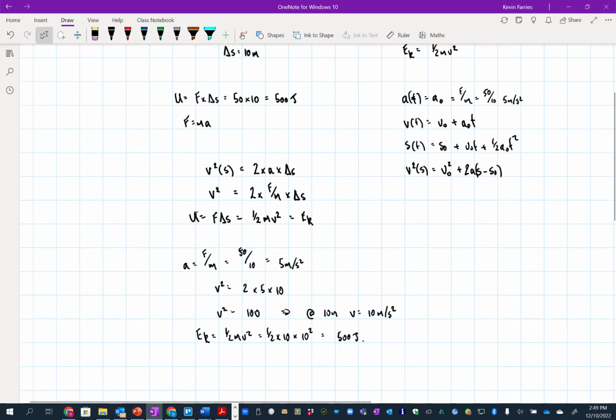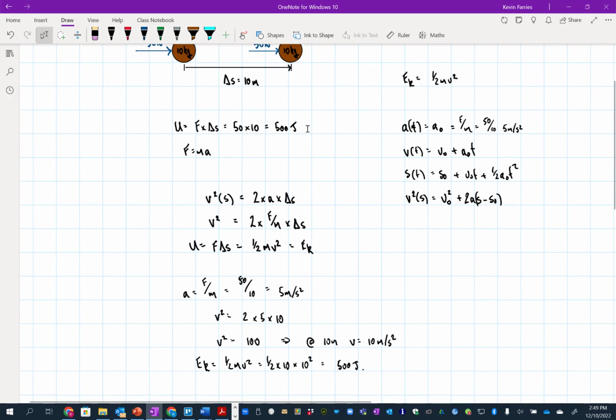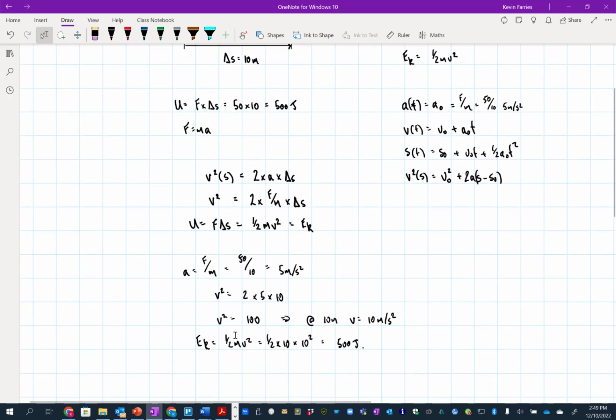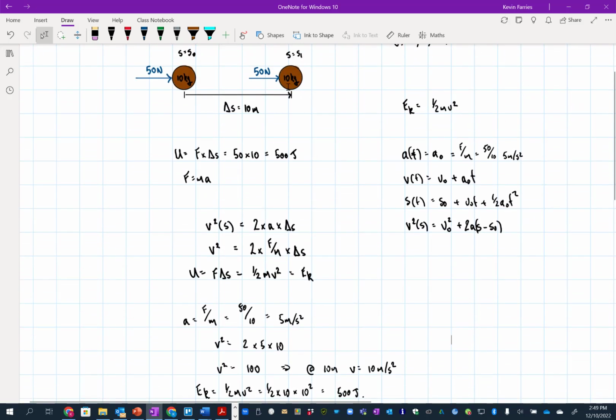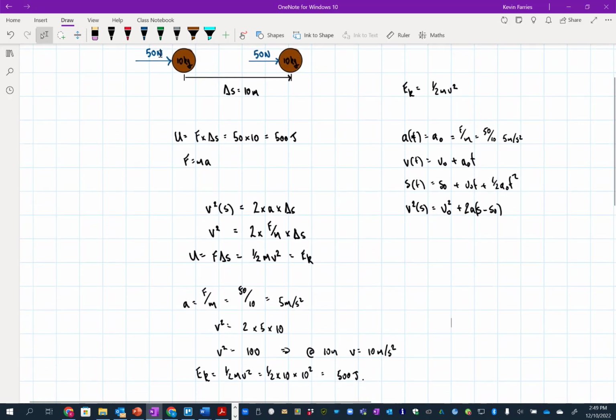Okay, so I'm just doing the same thing as I did here, but with some numbers in it. What we can see is the work done by that force is equal to the gain in kinetic energy by that object. That's all the work is saying. So whatever's applying this force is transferring energy to this object, and the gain in kinetic energy is just equal to the work done.